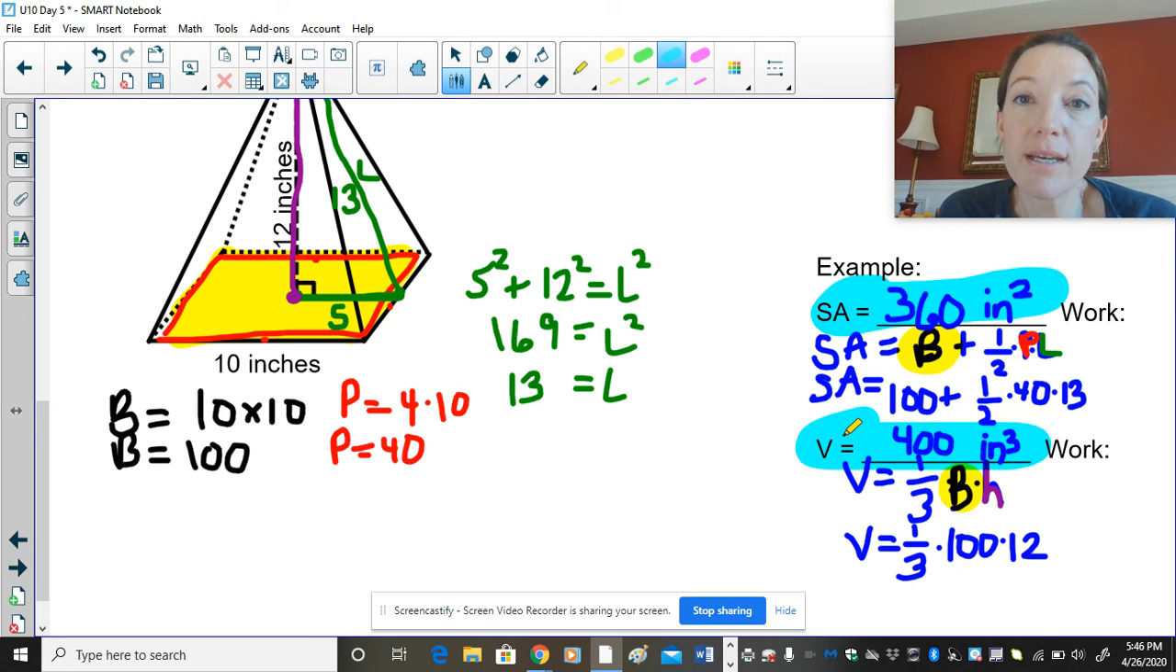I hope that helped you guys out with understanding formulas for pyramids and how sometimes you might have to use the Pythagorean theorem to help you find either a missing height or slant height.